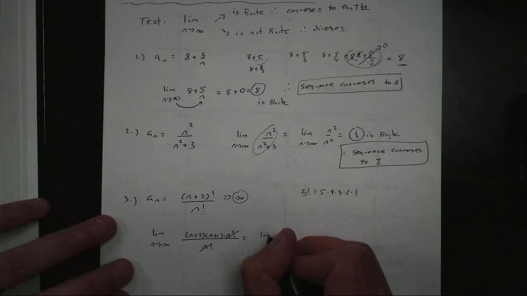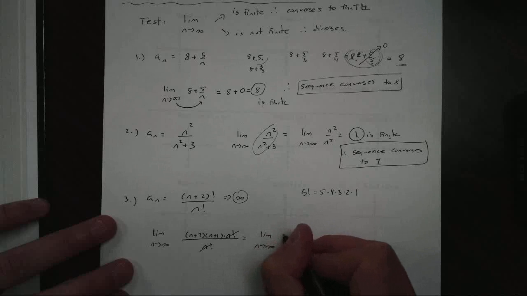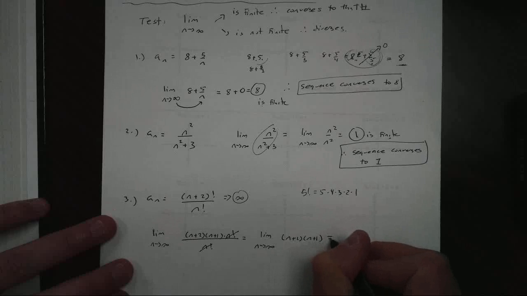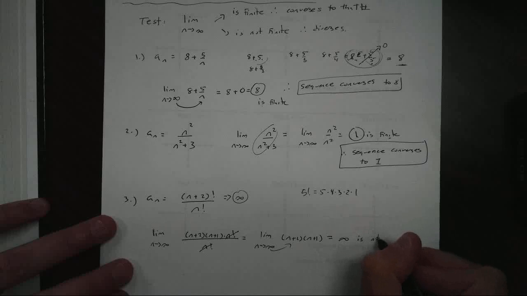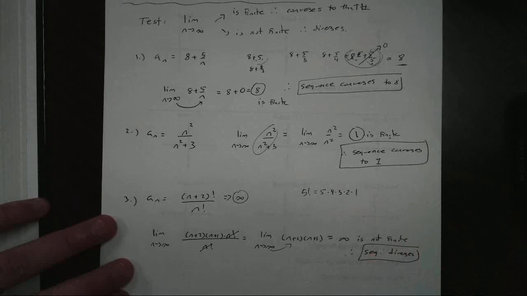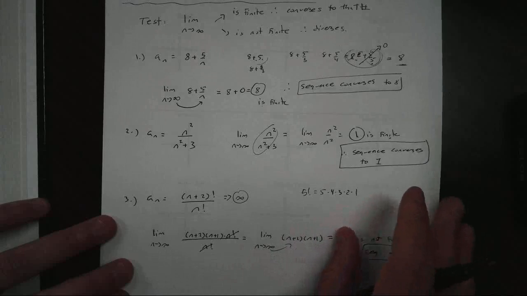What I'm left with is the limit as n goes to infinity of n plus 2 times n plus 1, and if I let n go to infinity, I get infinity. This is not finite. Therefore, we can say the sequence diverges this time. So these are very easy to do. Let's take a look at a slightly harder one, number 4 here.